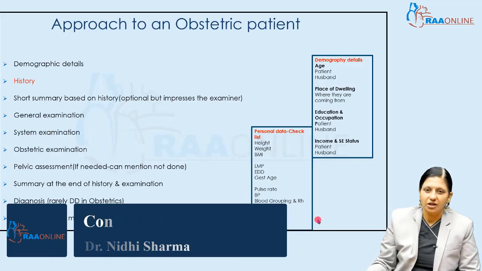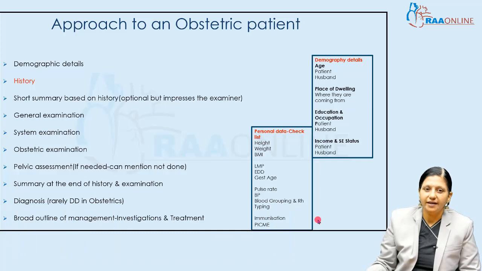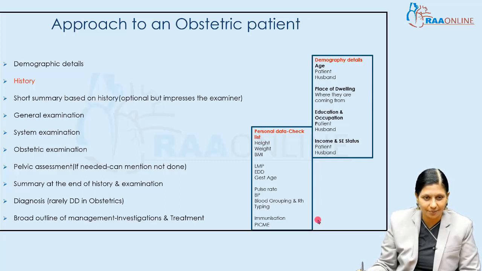So how do we approach an obstetrical patient? We need to know her demographic details. We need to know the history, which is of utmost importance. A short summary based on history is optional, but it impresses the examiner. We need to know the general examination. We need to do the systemic examination and the obstetrical examination.